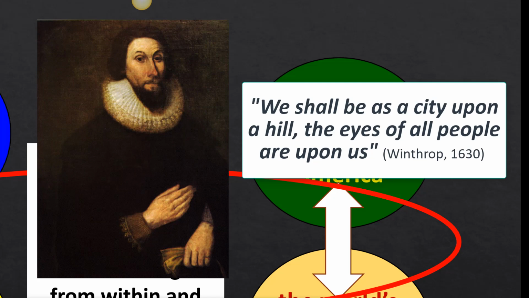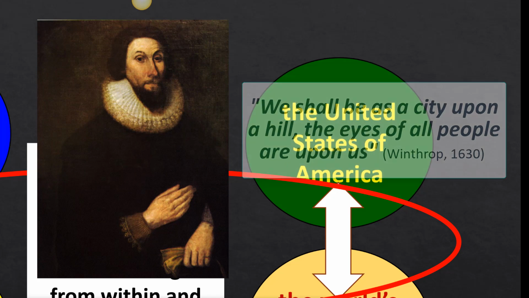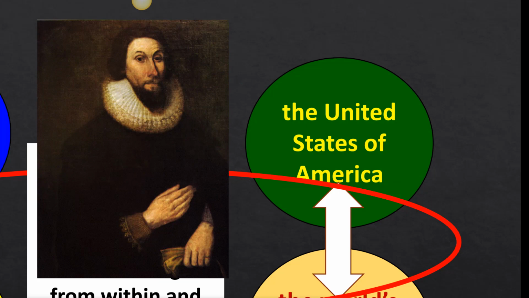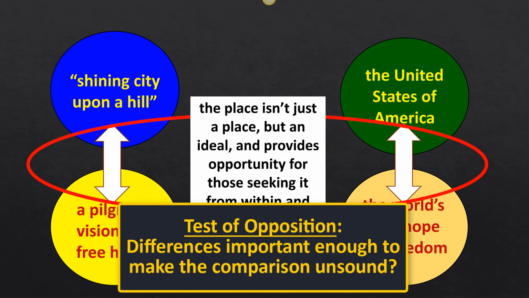He was talking about their new experiment in free living as a city upon a hill because everybody was going to be watching them and seeing whether or not it was actually going to work. So Reagan and his speechwriters are actually taking Winthrop's idea and putting a different twist on it. So, in that respect, there's an error in the analogy because it's being misused from its original rhetorical intent.